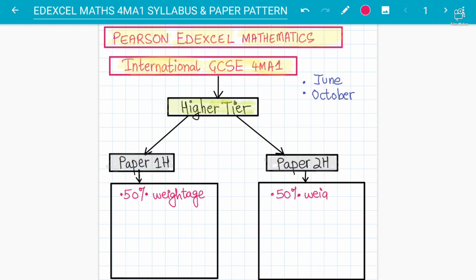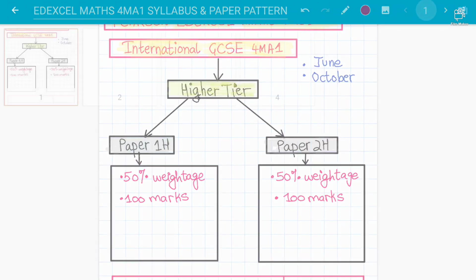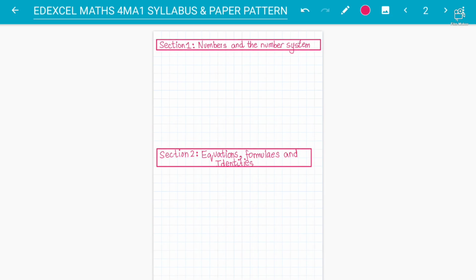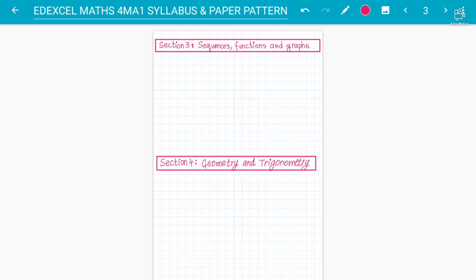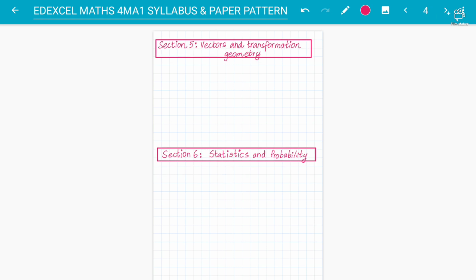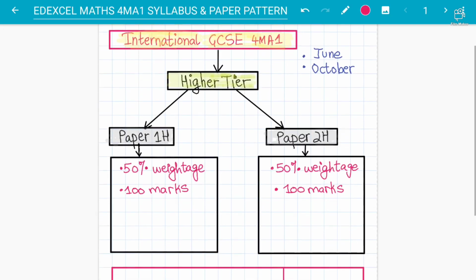Okay students, then the next thing is that each paper will be 100 marks, so both of the papers are going to be 100 marks each. It is a 50% weightage for both of them, and students need to understand basically there will be 6 sections that you are going to be tested on, which are numbers and number system, equations, formulas, identities, sequences, functions and graphs, geometry, trigonometry, vectors, and statistics and probability.